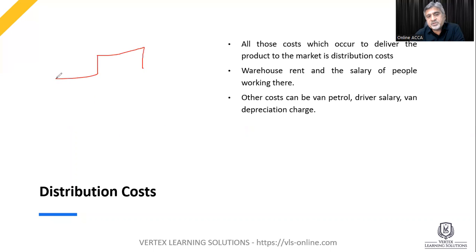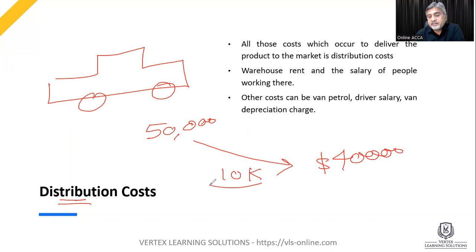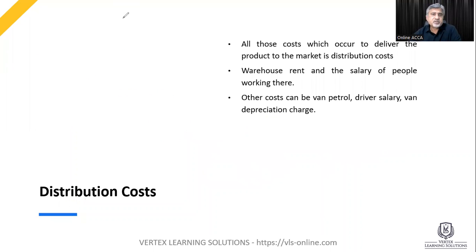The same will happen with distribution. Remember, we said distribution. So they bought these trucks. One truck is for $50,000, and I use it in my distribution department. Then what happens? After 1 year, this truck becomes $40,000. So the truck loses 10K in value. This 10K is depreciation. And this is actually an expense to the business for distributing the goods.